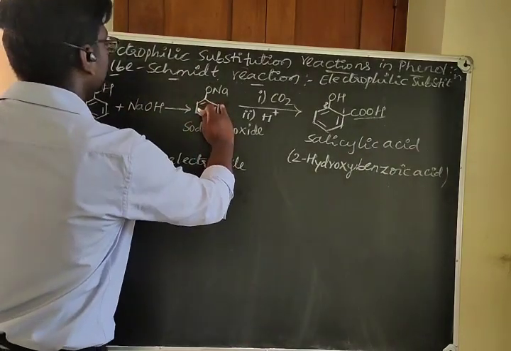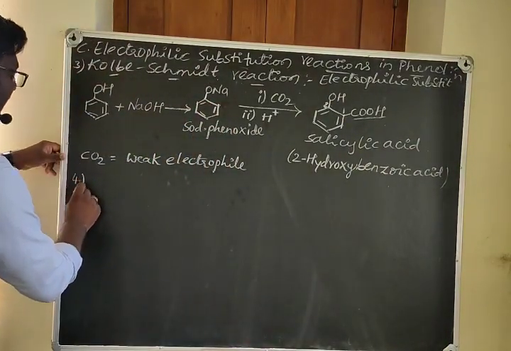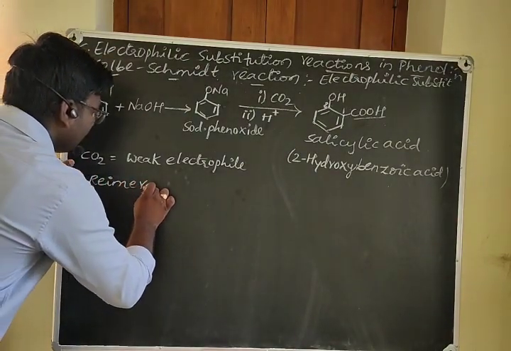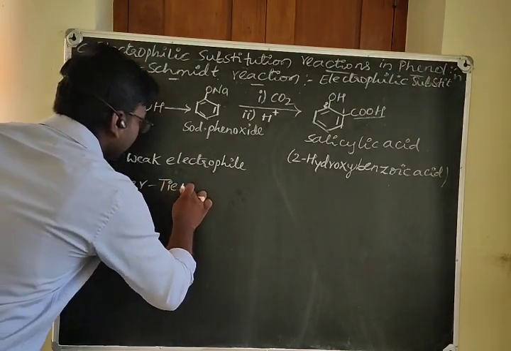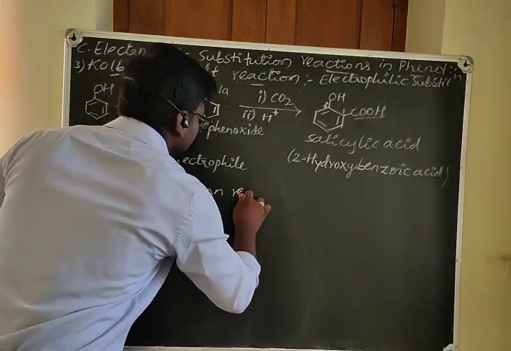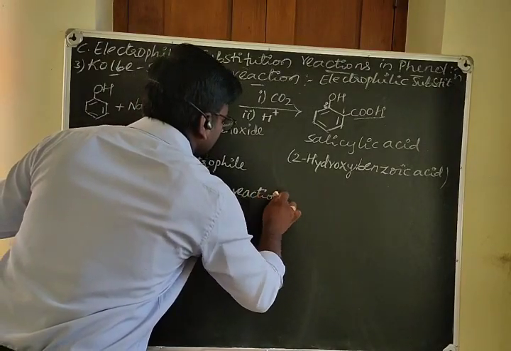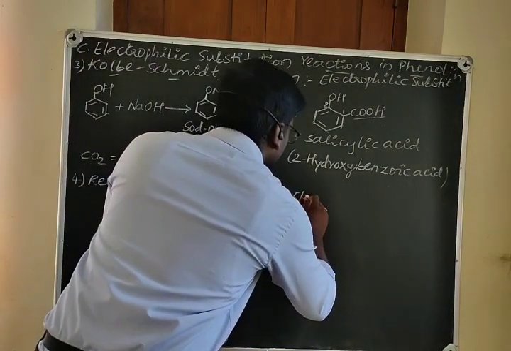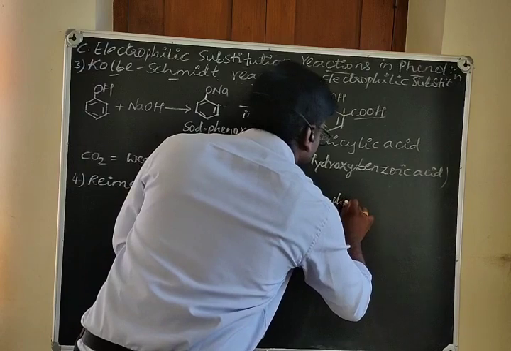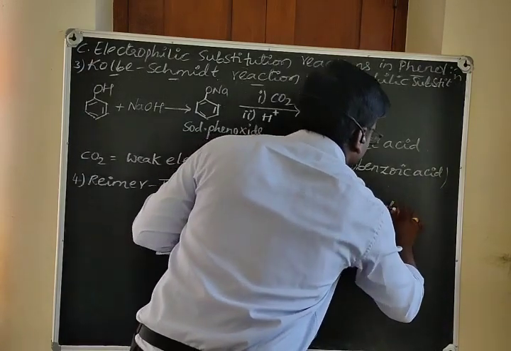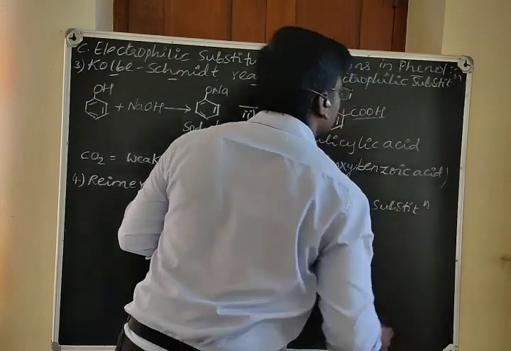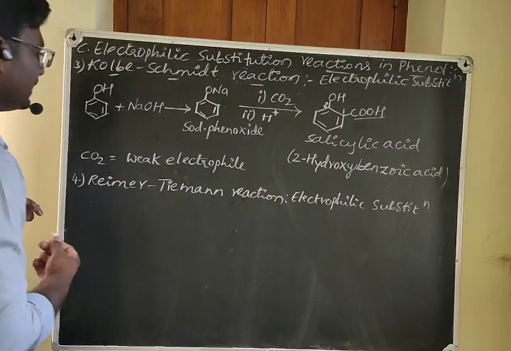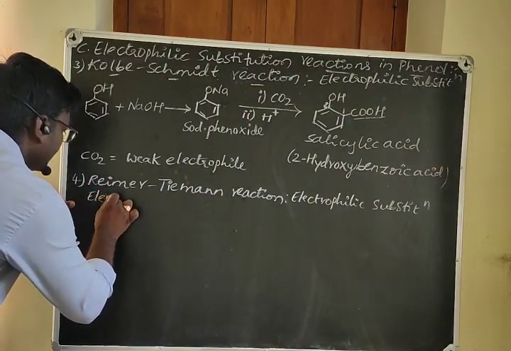Okay, yes, here let's go for the fourth one, the Reimer-Tiemann reaction. Let's discuss the Reimer-Tiemann reaction. It is also considered an electrophilic substitution reaction, and here the electrophile is dichlorocarbene.